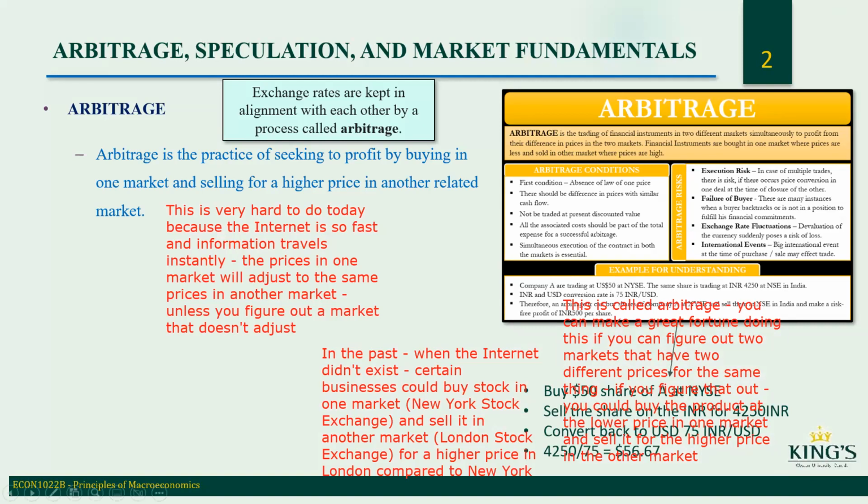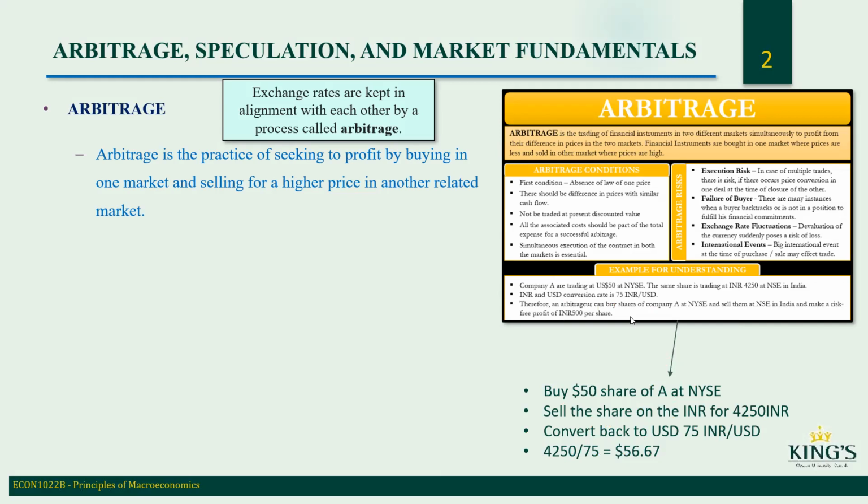So put that in the chat there. So in this case, buy a $50 share of A at NYSE, sell the share on the Indian exchange for 4,250 INR, convert back to USD at 75 INR/USD, and then you'll make a profit of over $6. So that's that case, that arbitrage would work.